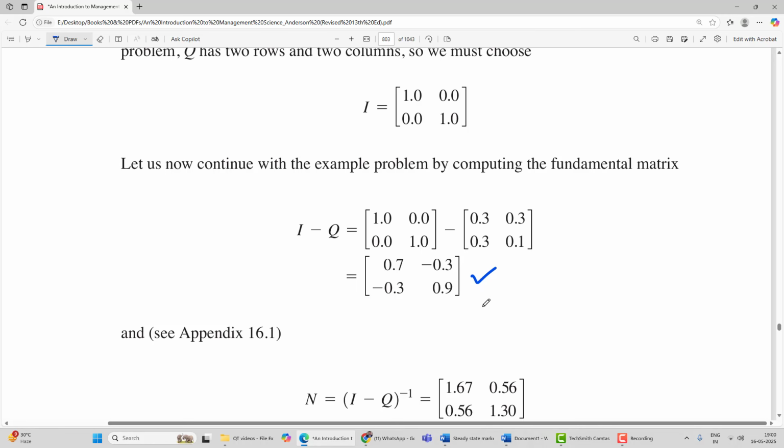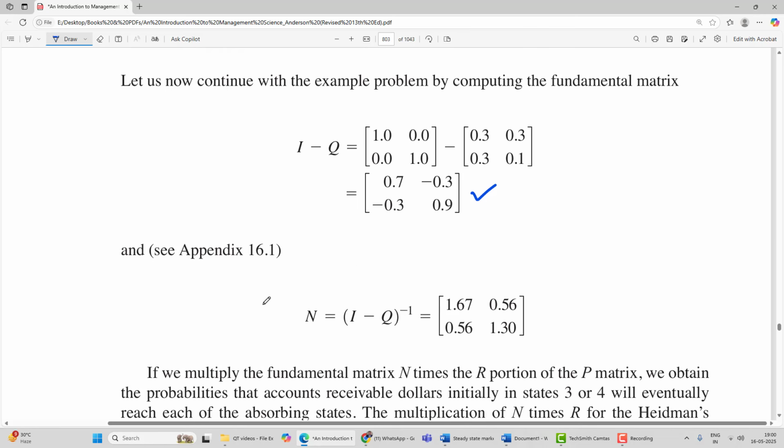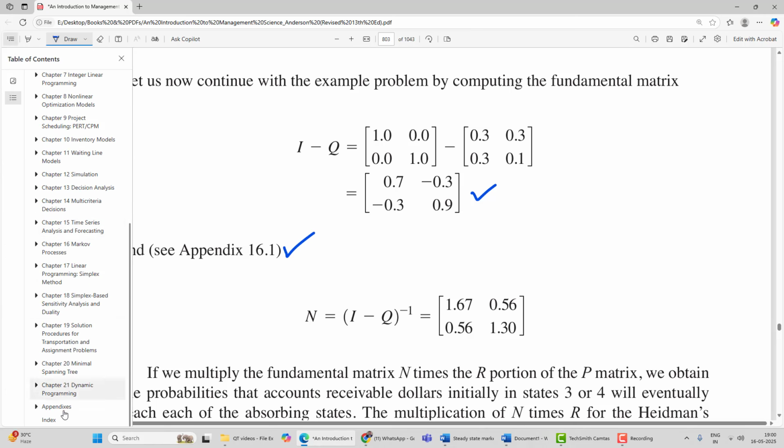Once you get this I minus Q, we are going to find the inverse of it. The process for the inverse is mentioned in appendix 16.1. So let me quickly go to this appendix 16.1. Right now we are on page 803. I will take you to appendix 16.1 to show you.